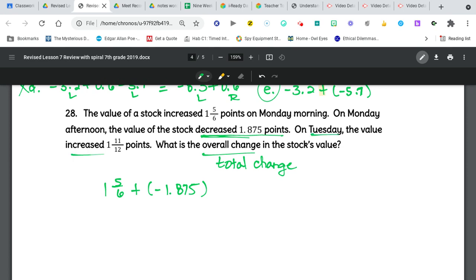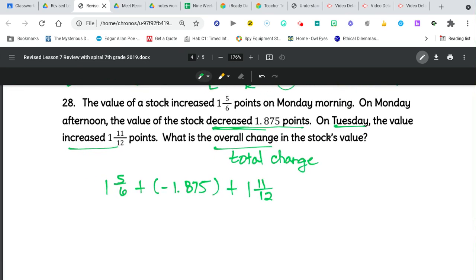On Tuesday, the value increased 1 and 11 twelfths points. So I'm going to put plus 1 and 11 twelfths. Okay, I have a problem because this is a decimal and the other two are fractions. So I'm going to go over to the side and rewrite -1 and 875 thousandths as a fraction.